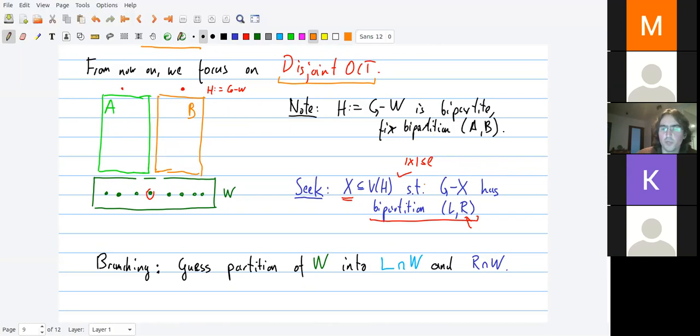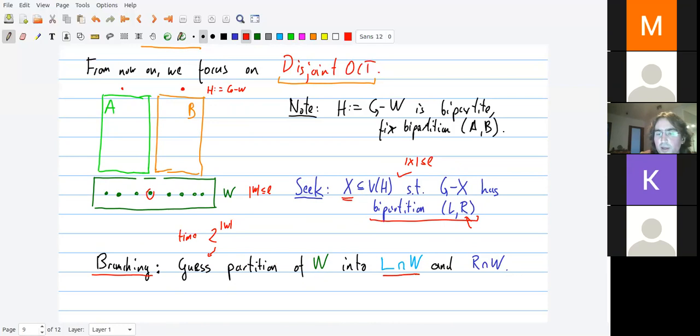Good. So now we do, as we usually do, branching. You recall that we want to do this in time two power W. We need to know that W is small. But when we start this algorithm, W is small. W is of size at most L. So in time two power W, by branching into two power W subinstances, we are guessing a partition of this W into the left side and the right side.